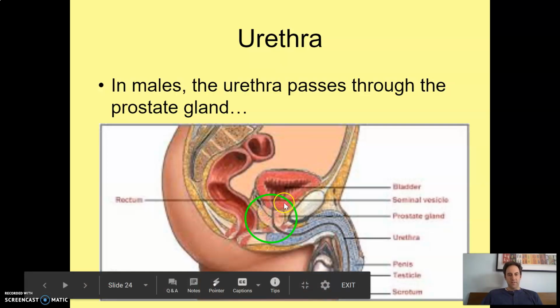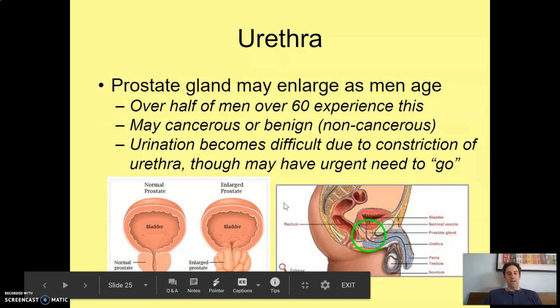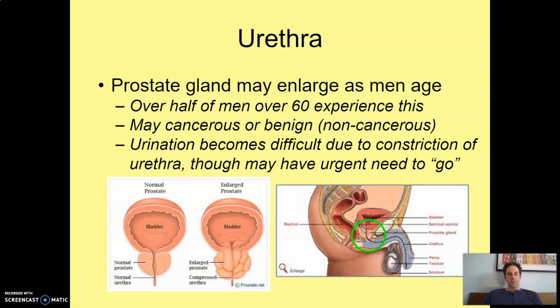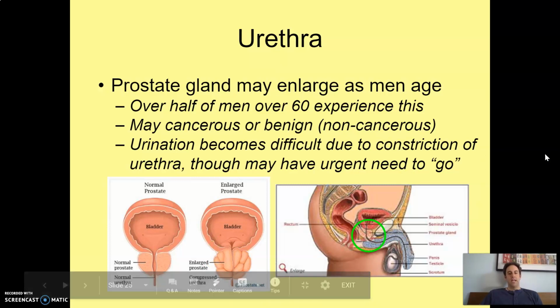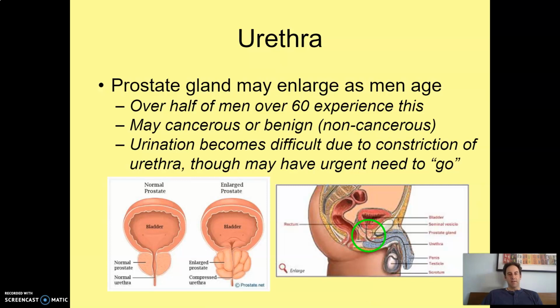But in passing right through this becomes a problem because in many men, as you get older, the prostate gland begins to enlarge. And you can see on that picture on the left, here's a nice healthy prostate gland with the urethra passing through, but here's an enlarged prostate. And so it can actually constrict the urethra and pinch off the bladder. Oftentimes, this is benign, meaning non-cancerous, so it's still problematic, but sometimes it's also cancerous, and so you may have heard of prostate cancer. And so urination becomes very difficult because this constriction of the urethra is going on.